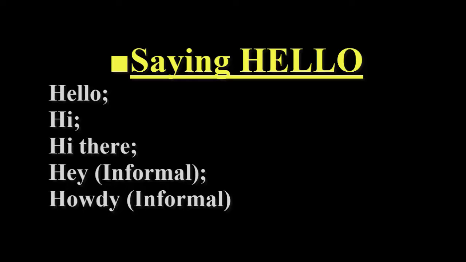Now I am going to teach how to say hello. Have a look at the blackboard. There are many ways to say hello. Some are hello, hi. When you meet your friends or neighbors, then we say hello or hi there. They are informal. For a guest or honorable person, then you say hey or howdy.